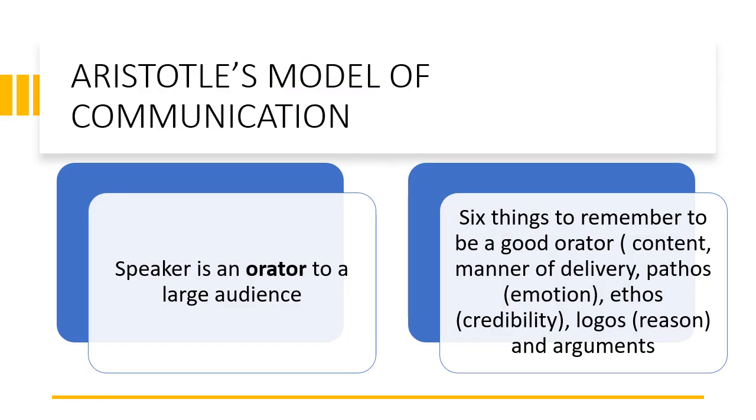The speaker is called the orator in Aristotle's model. These are the 6 things to remember to be an effective orator. These are the content in which the speaker writes, his manner of delivery, pathos or building rapport to your audience using eye-to-eye contact, topics with relatable contents or the audience interests and needs, ethos or the speaker's credibility. If you know well what you're talking about, people will believe you because your message is with logos or logic. It has the valid reasons and arguments.